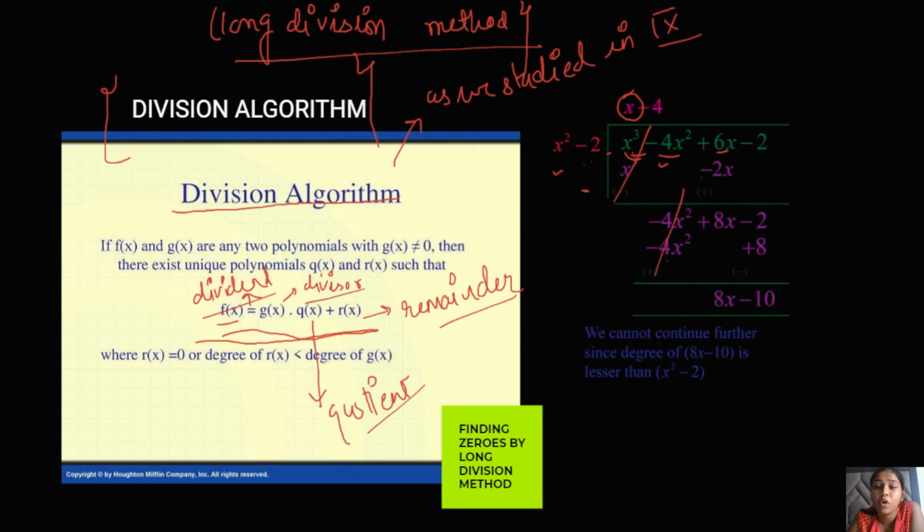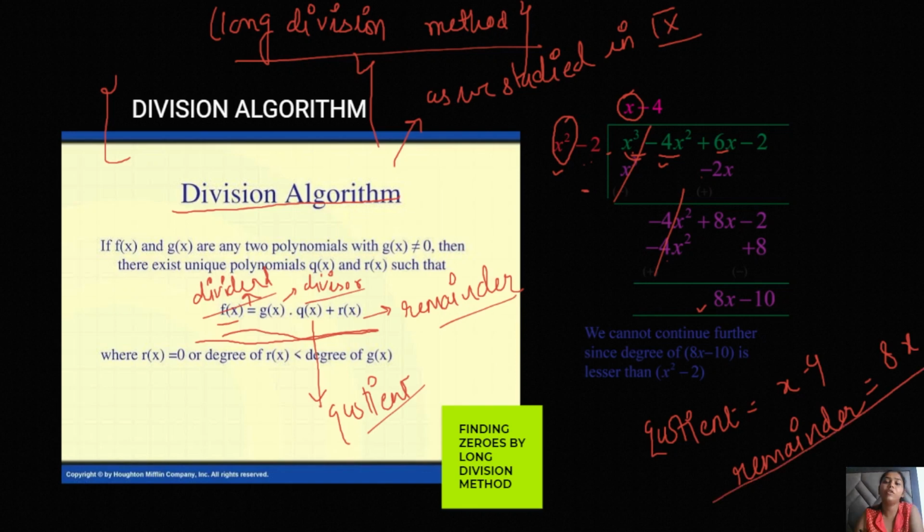Now since this is x square and this is 8x, you can't divide them further. That is why the quotient for this particular division is x minus 4, and the remainder is 8x minus 10. This is all we have to do in the division method. This is very easy. The same as you multiply and divide in number division, similarly you have to multiply and divide in the case of polynomial division. The arithmetic and the polynomial division are very much similar to each other. I hope you understood how to divide.